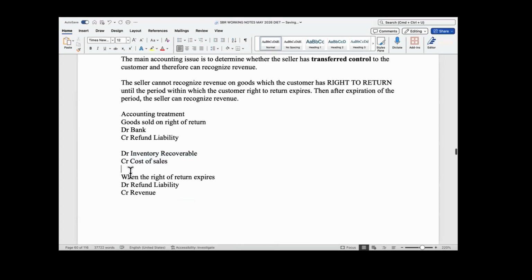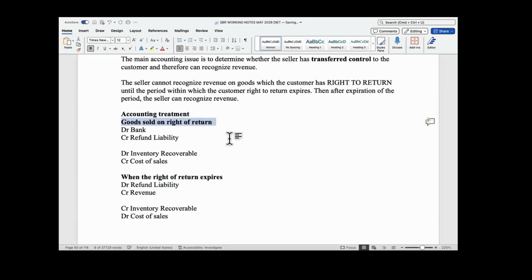So when the right of return expires, according to what Moses has mentioned, this is not the only entry you pass. As soon as you close out the liability account and credit revenue, you then need to also close out that inventory recoverable account. You close it out, then you take it back to your cost of sales. And this is the complete treatment.